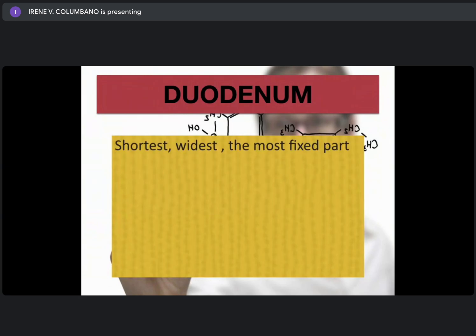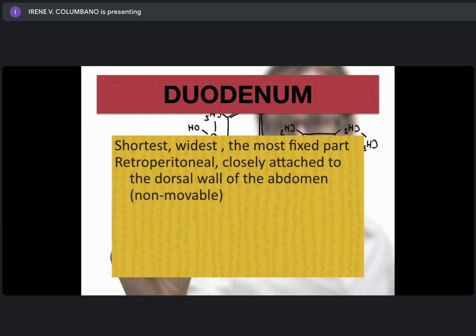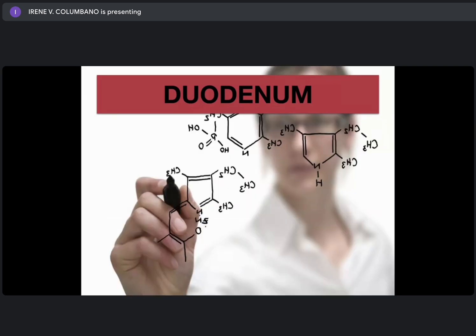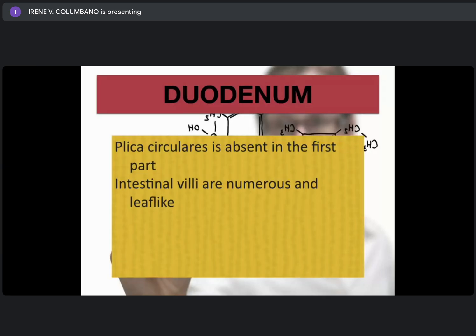Next is the duodenum. Ito pala yung first part natin, no? Shortest, widest, the most fixed part. So it is retroperitoneal. Pag retroperitoneal, it is located behind the peritoneum. So they are closely attached to the dorsal wall of the abdomen. Usually the duodenum is 10 inches long and the mesentery is absent. Sa first part ng duodenum, doon nakasit ang head ng pancreas. So they have plica, the plica circularis is absent in the first part of the duodenum.